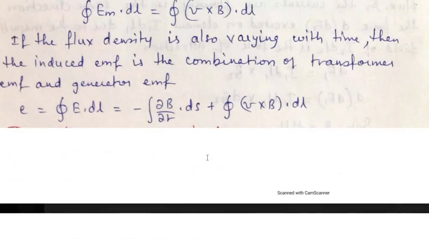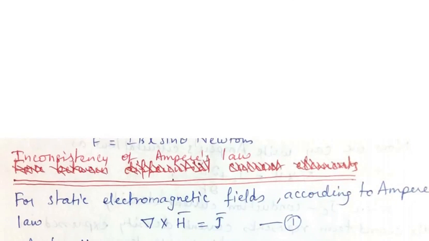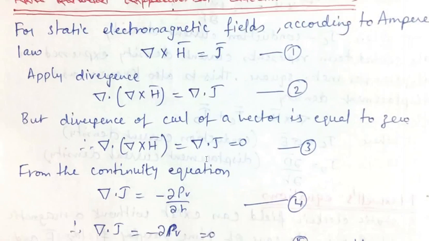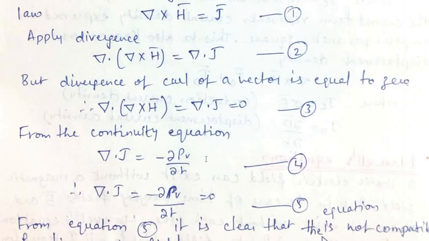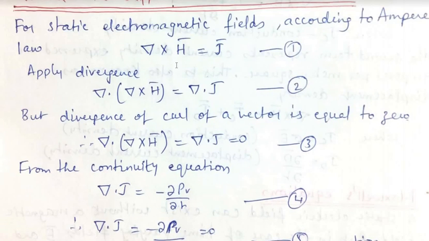The next topic we have is the inconsistency of Ampere's law. Now this equation we come across in magnetostatics. According to Ampere's law, we have this equation del cross H is equal to J. Now if you apply divergence on both sides, put del dot on the left side and right side: del dot del cross H is equal to del dot J.